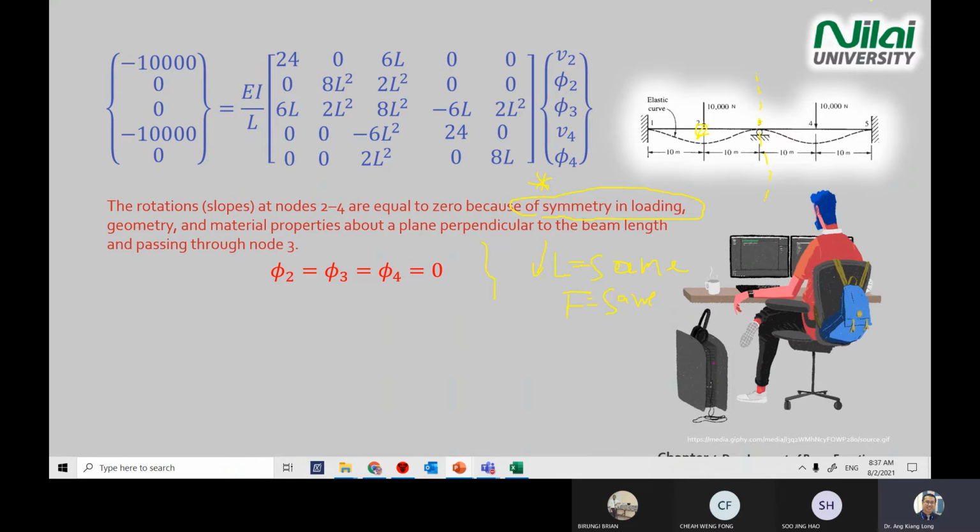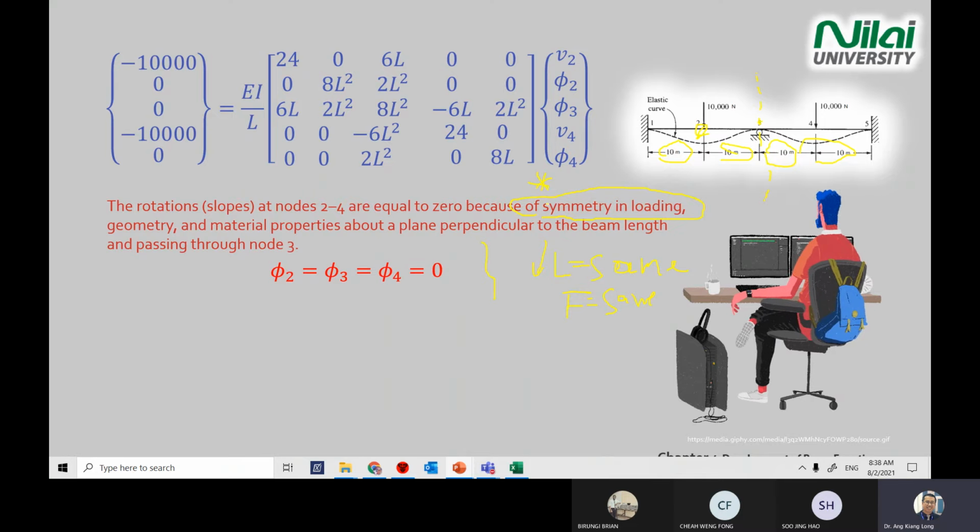Okay, in this case, you can see I drew a yellow line here. So in this example, you have 0. In the normal case, if the L is not the same, if the L is not 10, then you have to solve 5 simultaneous equations.